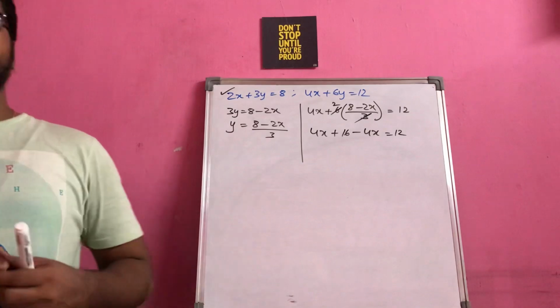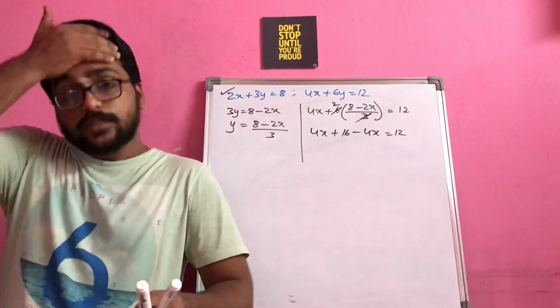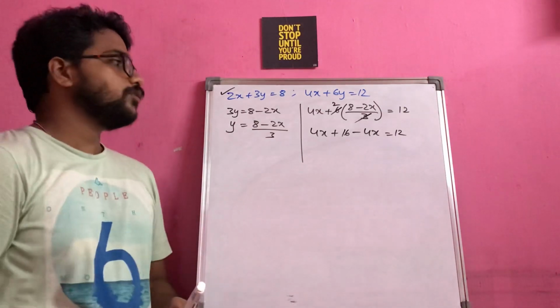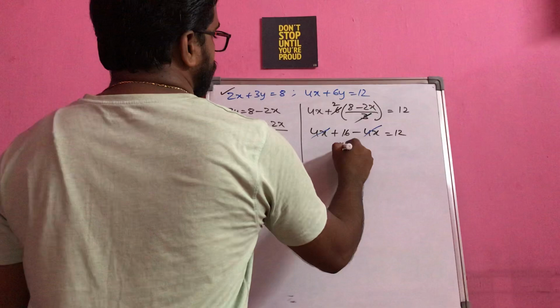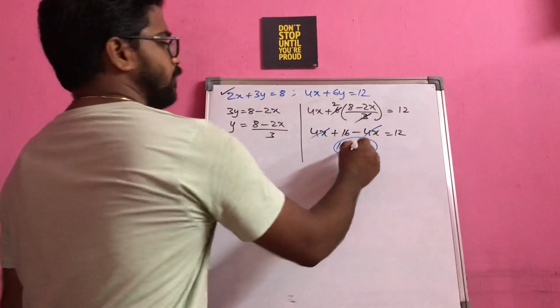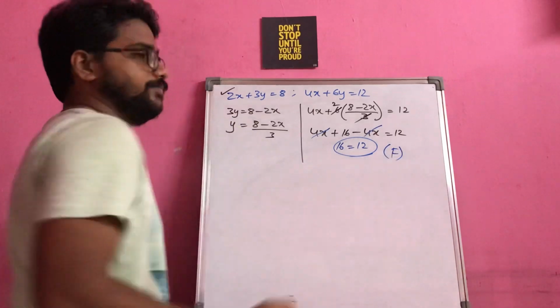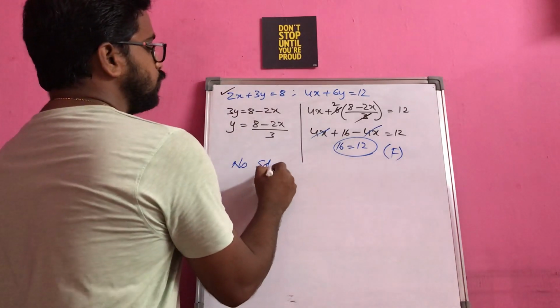So now what is happening here? Anyone? Yes, it is correct. What you thought is really correct. If you do the further simplification, you are getting 16 is equal to 12. Is it a true statement? This is false, right? So that means there is no solution for these two equations.